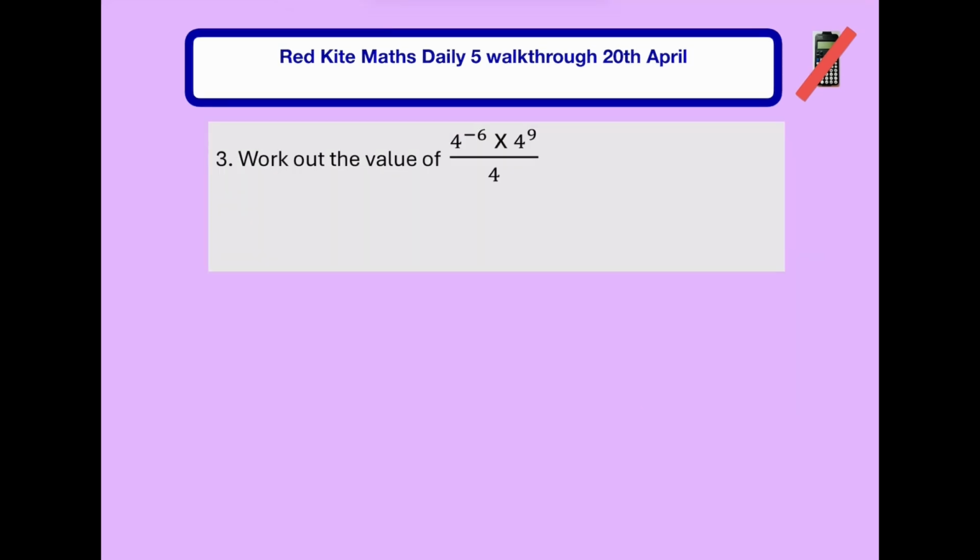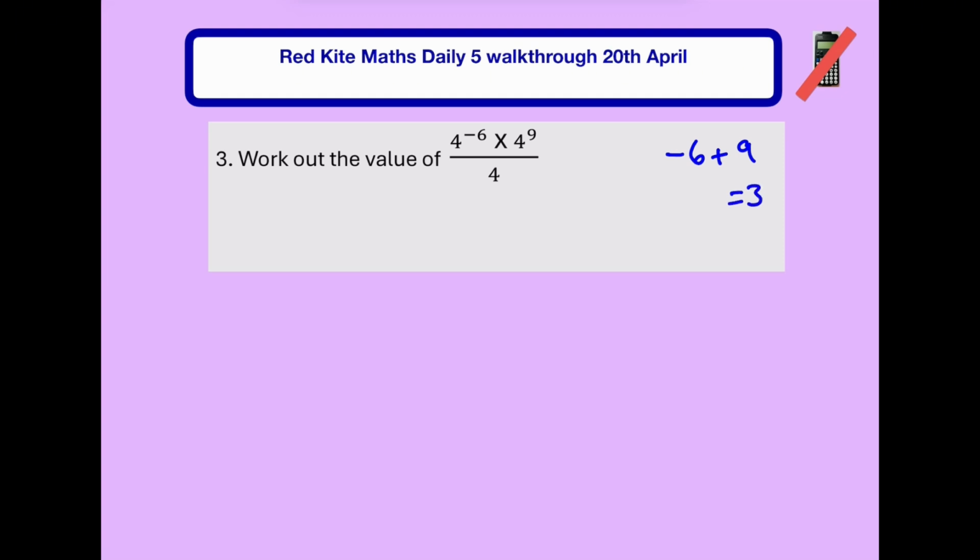Work out the value of 4 to the -6 times 4 to the 9, all divided by 4. Our first job is going to be to simplify these indices. So we've got -6 and 9. When we're timesing and we've got the same base number, 4 and 4, with indices -6 and 9, we add these indices together. So -6 plus 9. If we're at -6 and we add 9, we get up to 3.